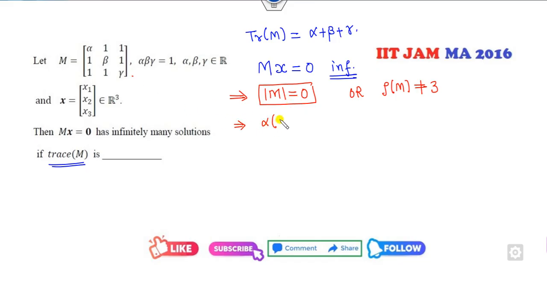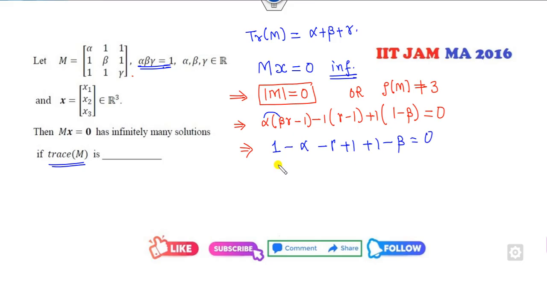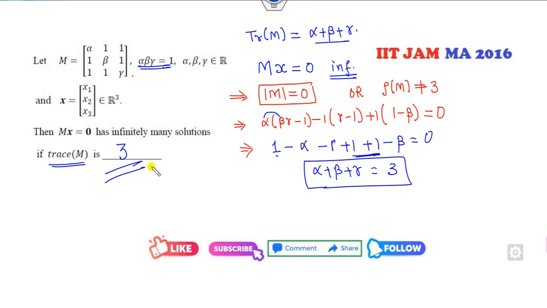So if I take the determinant of M, it is minus 1 times (gamma minus 1), plus 1 times (1 minus beta), which should be 0. If I open this bracket, alpha beta gamma comes to be 1. So 1 minus alpha minus gamma plus 1 minus beta is 0. So I can find the value of alpha plus beta plus gamma: 1 plus 1 is 2, plus 1 is 3, the right answer of this problem. That's a very simple target. Here the concept is infinitely many solutions.